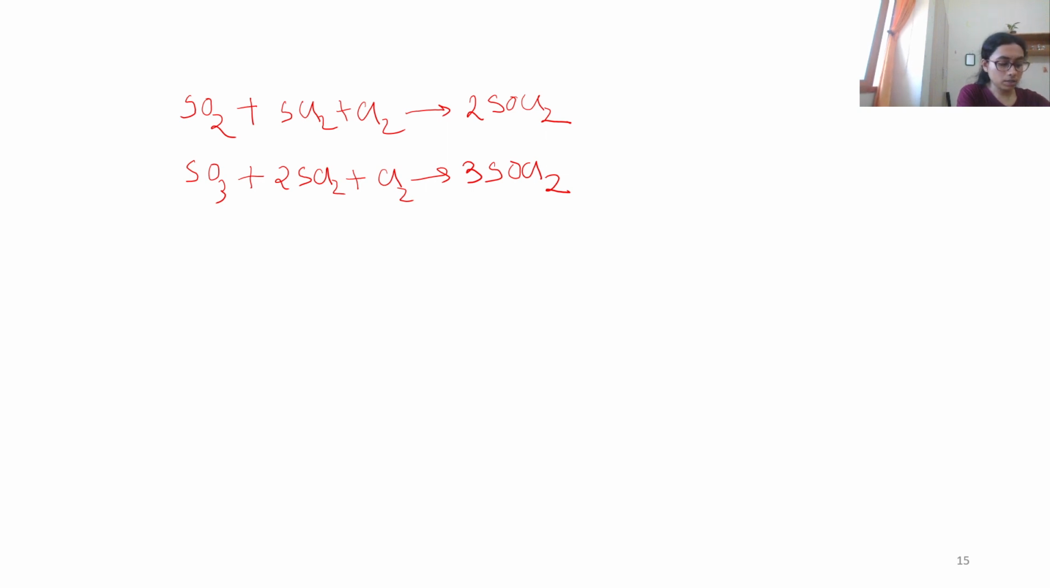Then from your disulfur dichloride also, like these are sulfur dioxide and sulfur trioxide reaction with sulfur dichloride, then both can react with disulfur dichloride also. So SO2 plus S2Cl2 plus Cl2 gives 4 SOCl2, okay.